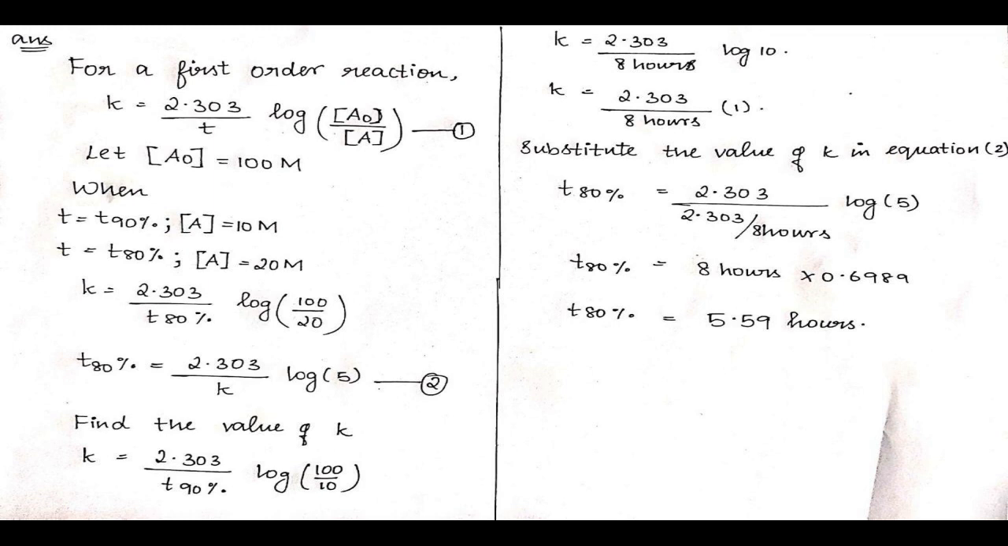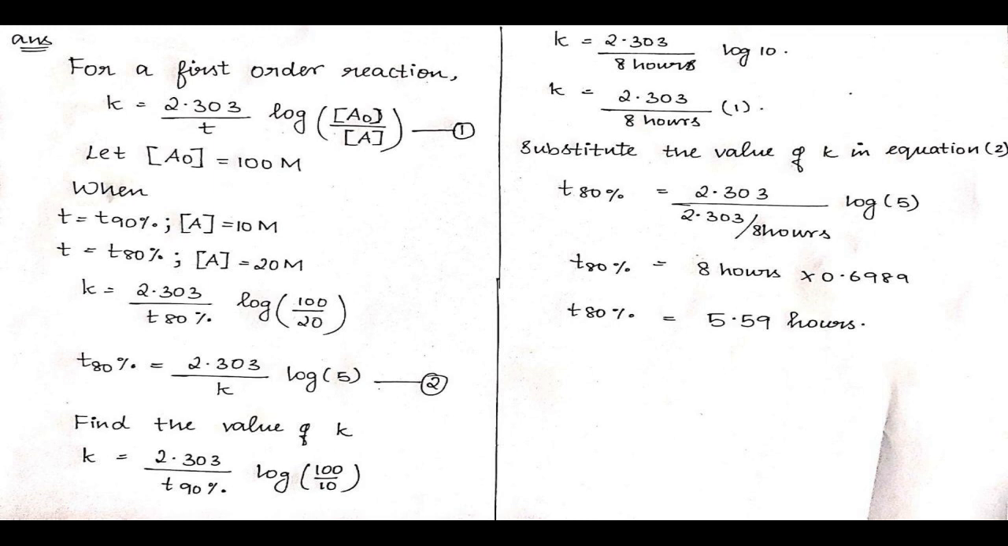Okay, we have seen the question and concept map related to that question. Let us discuss the answer. For a first order reaction, k is equal to 2.303 divided by t into log of [A]0 divided by [A]. Let the initial concentration [A]0 be 100. When t is 90%, [A] is 10. When t is 80%, [A] is 20.